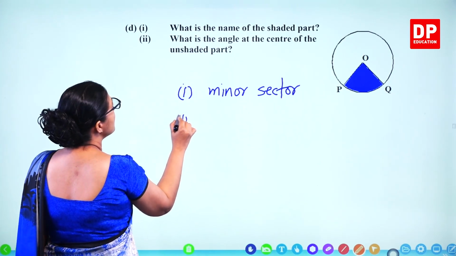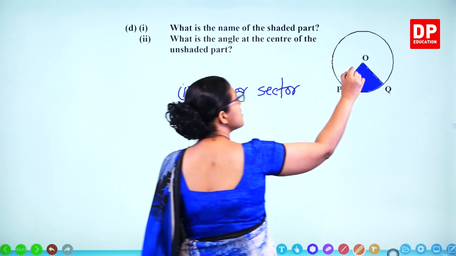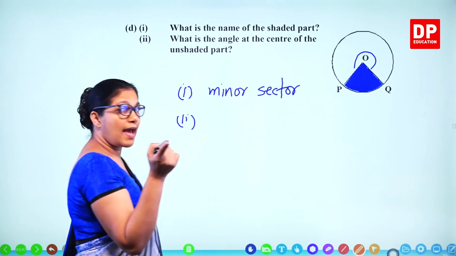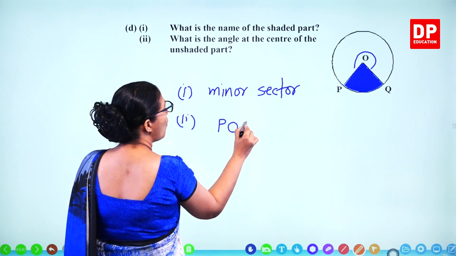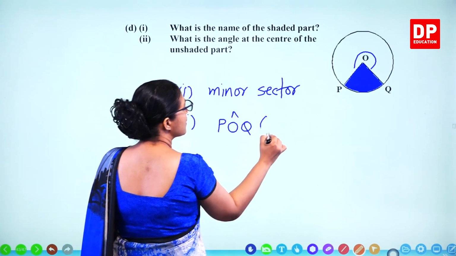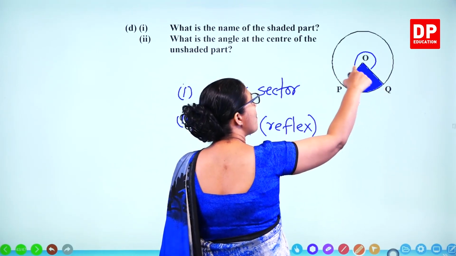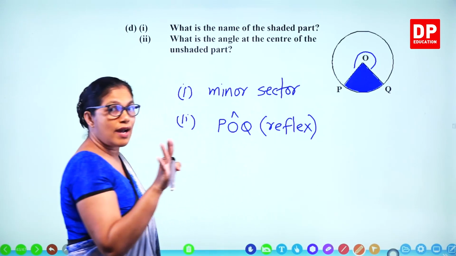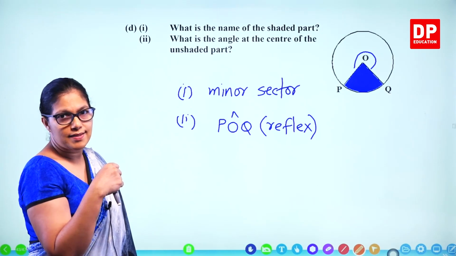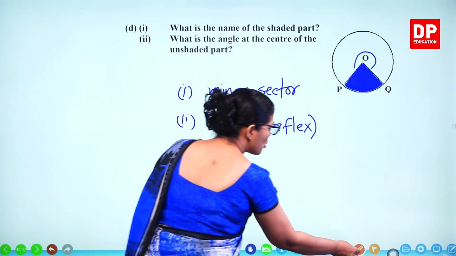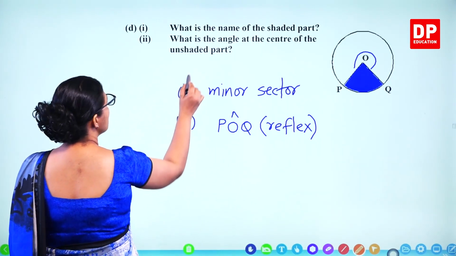And then what is the angle at the center of the unshaded part? Unshaded part is this angle. That's a reflex angle. So how do you write down the reflex angle? We can say POQ reflex. You have to write reflex angle. The other angle also we say POQ, but this is POQ without writing reflex. The other angle you have to put in brackets reflex. So those are the 2 questions. And you are getting 1 mark each.